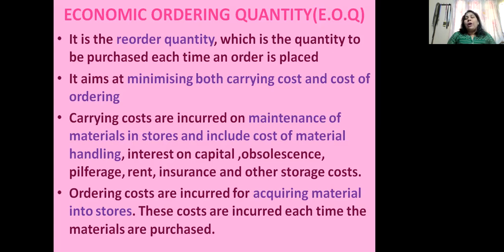The name itself helps us understand: economic ordering quantity. So it's a reordering quantity. If you calculate it, you can minimize the carrying cost and the cost of ordering. What is the theory background behind this? We are going to deal with the elements of cost in each and every unit.